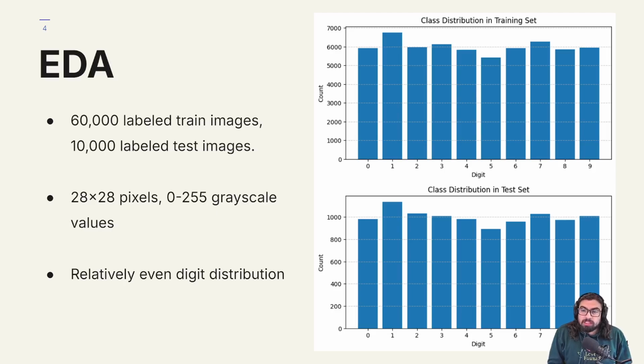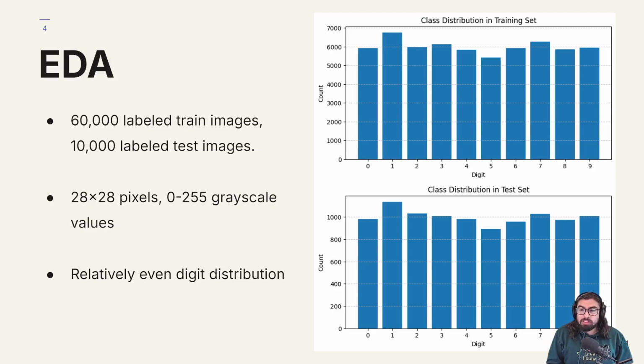Because the MNIST dataset is pretty popular, it's well known to be quite clean already. But I did run through a couple of EDA, that's exploratory data analysis steps, just for the sake of best practices and to build good habits. Looking at the data, there are 60,000 labeled training images and 10,000 labeled test images. The images themselves are 28 by 28 grayscale images with pixel values ranging from 0 to 255.